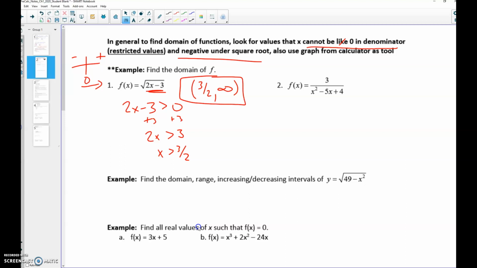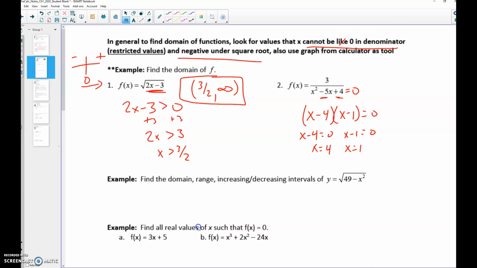Okay, next one, we do not have any radicals, but we do have a denominator. So if I can't have zeros in the denominator, I set the denominator equal to 0, and then I factor. So I need two numbers that multiply to positive 4, add to negative 5. So that's x minus 4, x minus 1 equals 0. And then each of those factors you set equal to 0 and then solve. x minus 4 equals 0, x minus 1 equals 0, so x equals 4, and x equals 1. So those are the numbers that it cannot be.